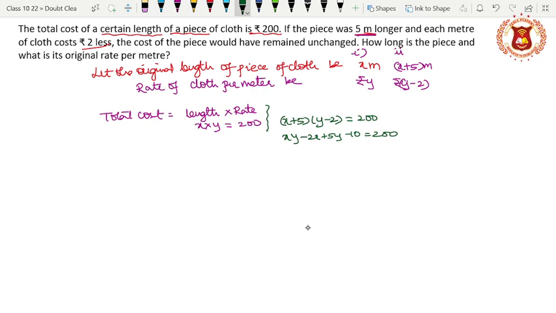Now you can replace xy with 200 here, because from equation 1, xy is 200. So 200 minus 2x plus 5y minus 10 is equal to 200. Therefore I can strike out 200 here. The equation now is minus 2x plus 5y minus 10. Now I have a second equation here, right?